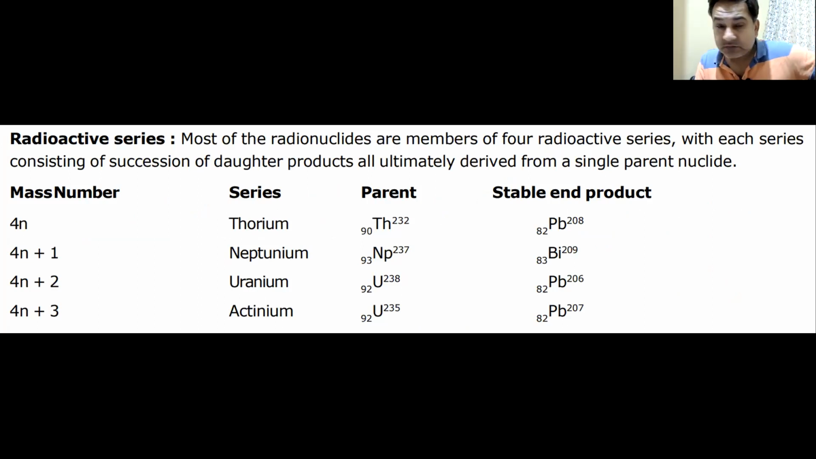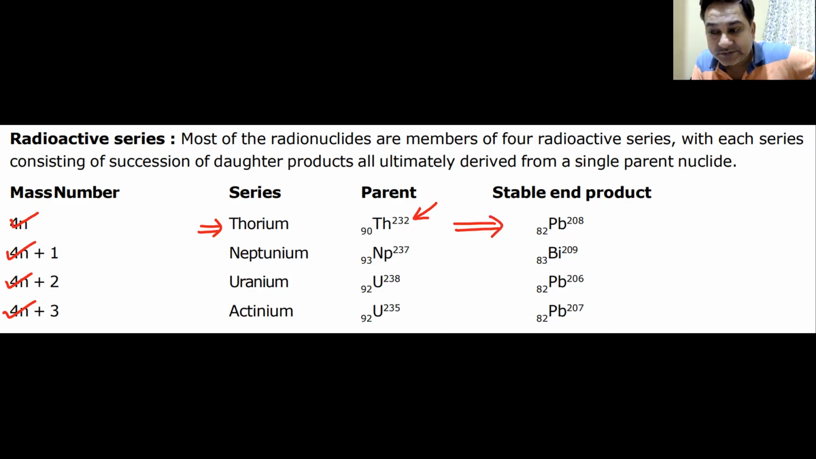Now, there are 4 types of radioactive series. One is known as the 4N series, 4N plus 1, 4N plus 2, 4N plus 3. N standing for integer. You can see this 232 is divisible by 4. Yes or no? Yes, sir. And that is why this series is known as 4N series. This 4N series starts with thorium 232, 90. It starts to decay, and the stable product is lead 208, 82.